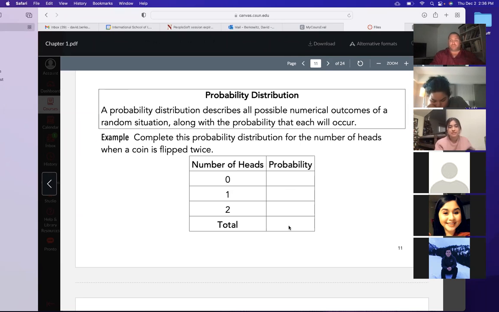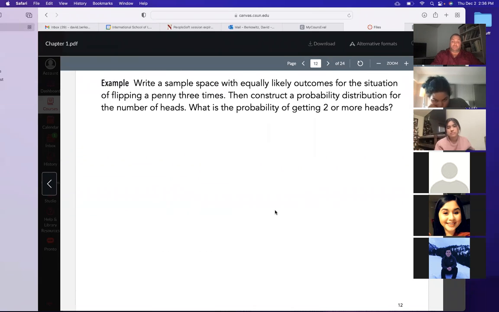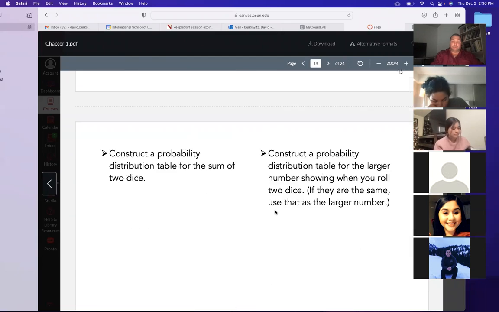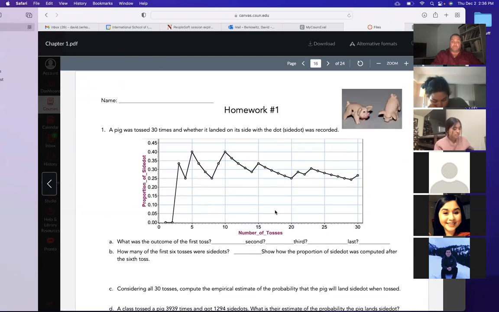100%. Got to be 100%. Okay, all the likelihoods added together must equal 100%. Okay, none of them can be negative. That doesn't make any sense. So if you have that, you have a valid probability distribution. And we did some more examples and some more examples, and then we had the homework.